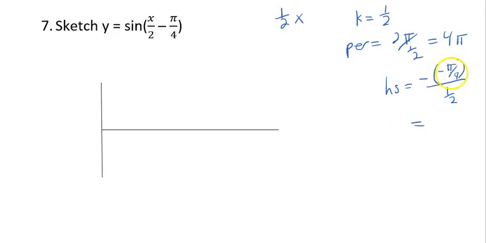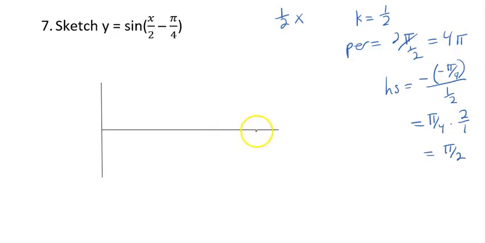2 negatives will make a positive, and if I do pi over 4 times 2 over 1, I'm going to get pi over 2. So our new period is pi over 2, and I'm going to be shifting to the right because this minus here. Excuse me, not our period pi over 2, our horizontal shift is pi over 2 to the right. Our period is 4 pi.